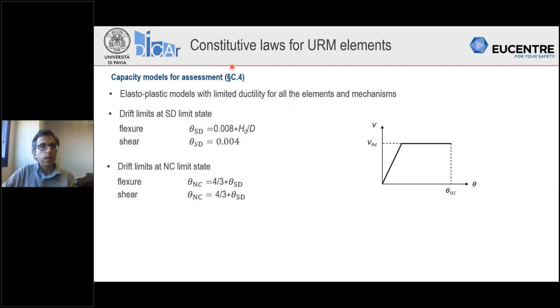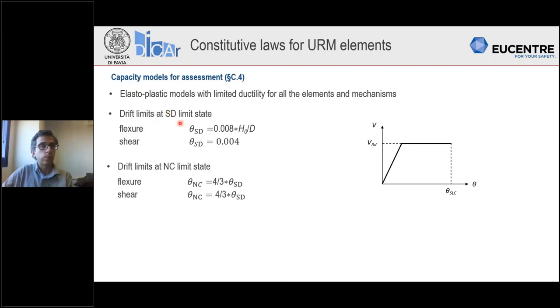The following topic are the constitutive laws for the elements that are required for a nonlinear analysis. Eurocode 8 is suggesting the use of elastoplastic models with limited ductility. So the force versus drift law is represented by this plot, where this is the strength and the drift limit is given by the code, depending on the mechanism.